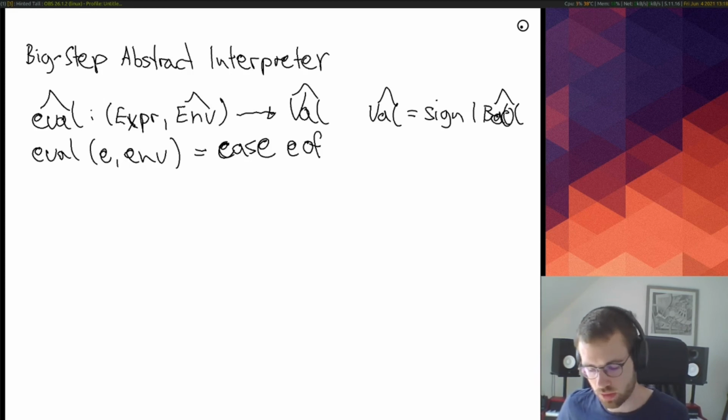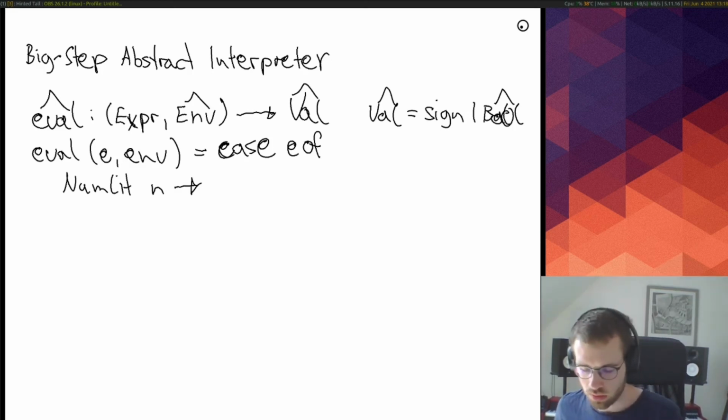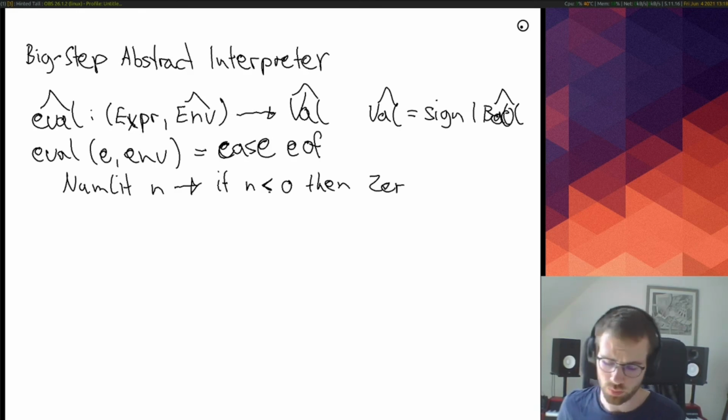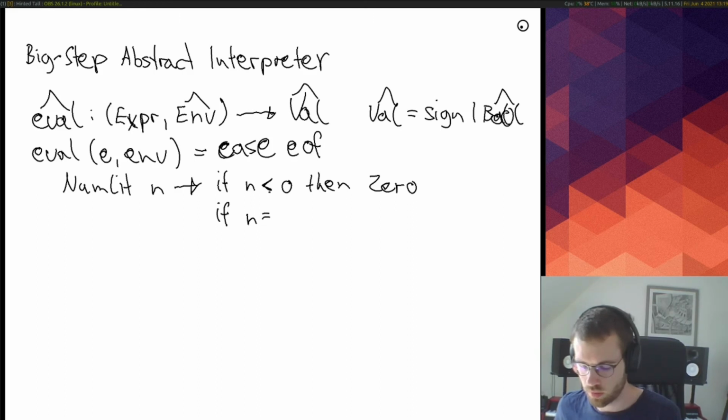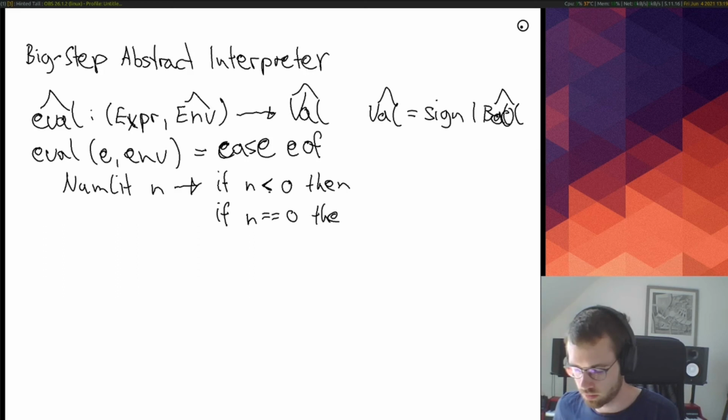And in case we have, for example, a number literal, we now have to return a sign value which most closely represents this number. We can do this with, for example, an if statement. If n is smaller than 0, then return the abstract sign value neg. If n is equal to 0, then return 0. I messed up, there should be neg, of course. This should be 0. And in all other cases, return pos.